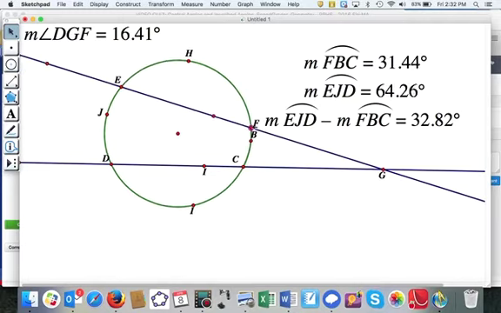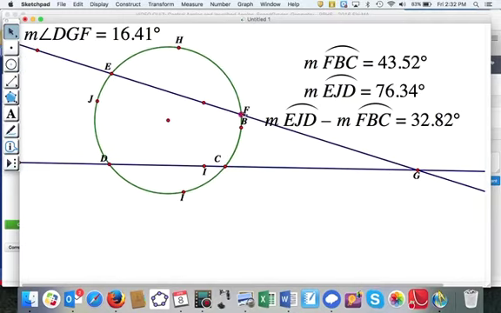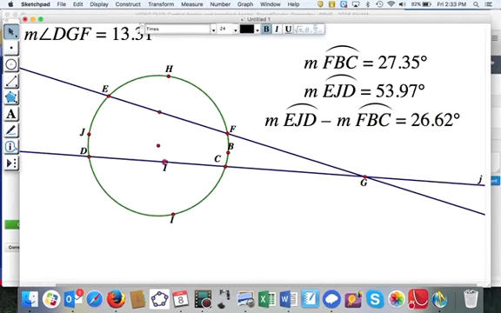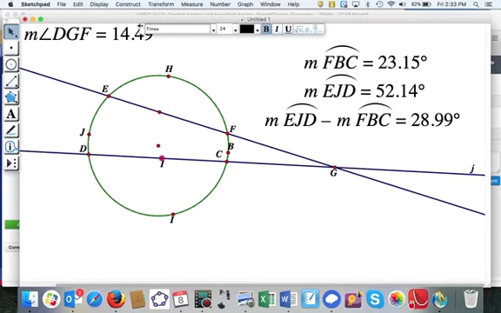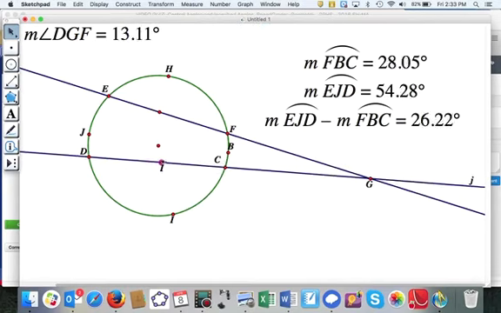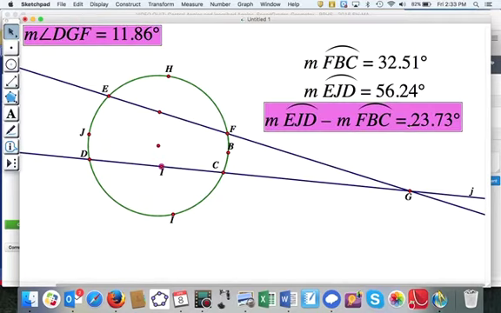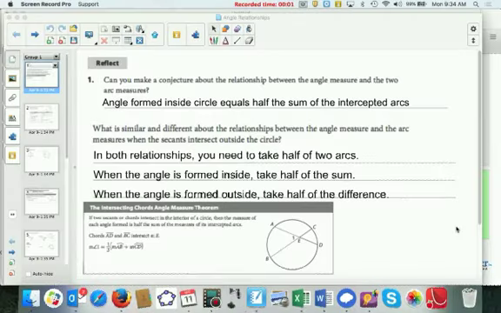Now, is that a happy coincidence? Notice that the angle is staying the same, even though the arcs are changing, that difference between them is staying the same. Here you see I'm changing the angle, but still, it's half the difference of the two arcs. Here you see the relationships typed in that were discussed in the first part of the video. You might want to pause your video to jot these down.